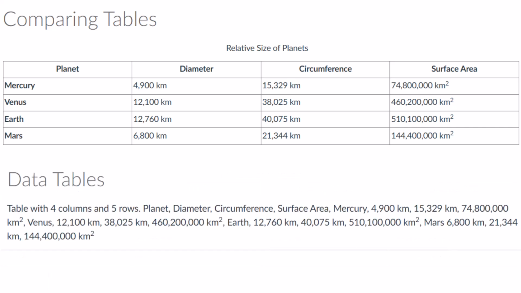Without defining headers, a screen reader would have read the undefined table like this. Table with 4 columns and 5 rows.